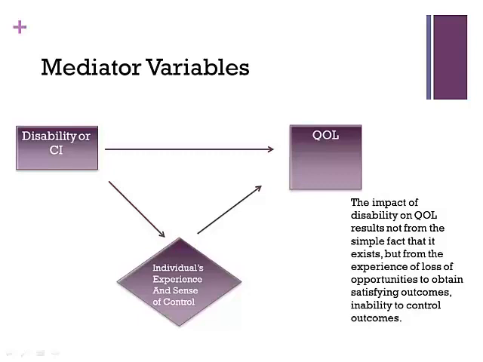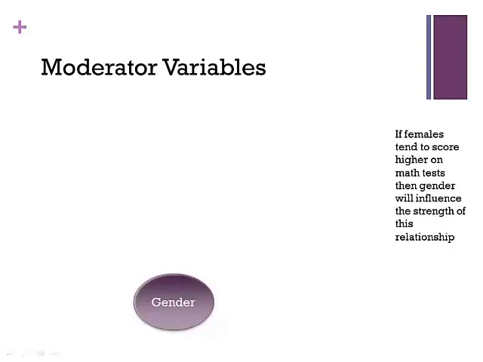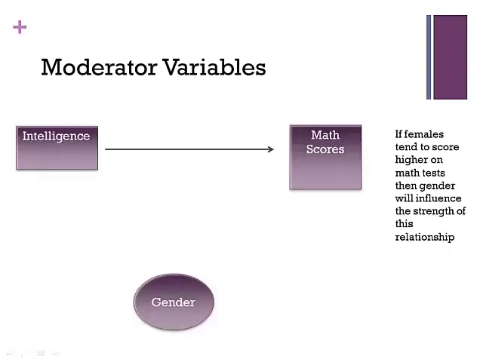Let's look at an example of a moderator variable. This one's a little different. Let's say that there has been found to be a relationship between one's intelligence and one's performance on math tests. That sort of makes sense. There probably is a relationship like that. I don't know, but let's say we're thinking about middle school students. And let's say, and this is just hypothetical, that we also know that females tend to score better on math tests than males.